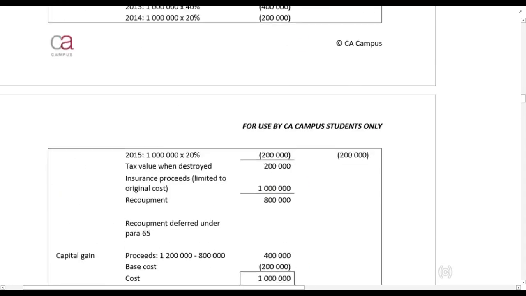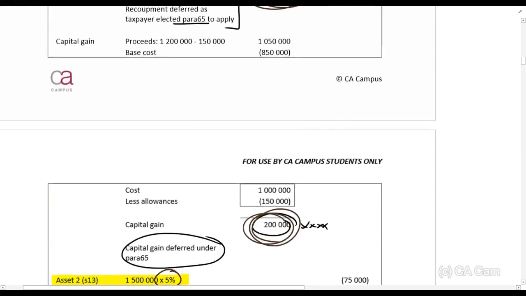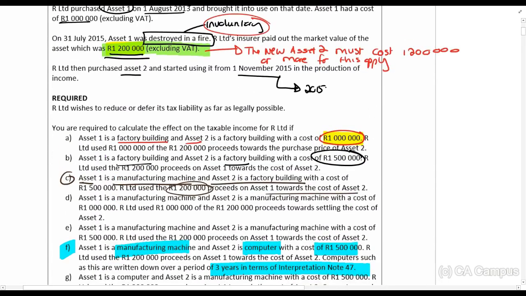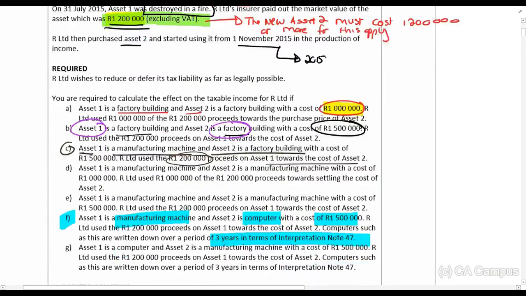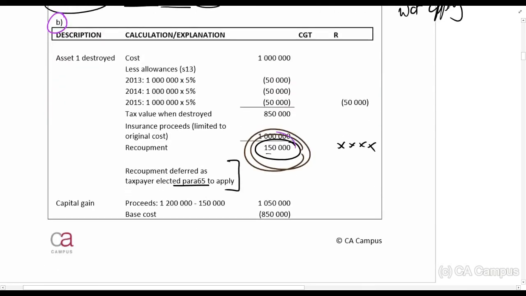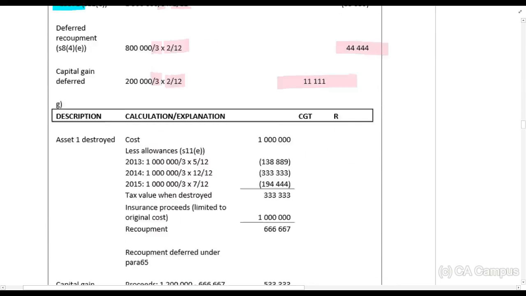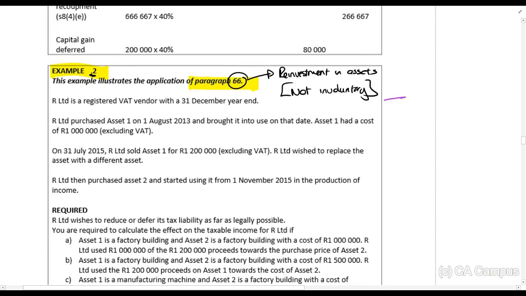Now, the one I just want you to see, what I want us to compare, is situation B. Situation B, I'm just reminding you, is the one where we had a factory and we replaced it with another factory. When we did it, we saw that there was a recoupment of 150,000, which we couldn't tax because it's deferred, and a capital gain, which is deferred. The new factory was written off at 5%, so we calculated the recoupment and the deferral at 5%. Now compare that to example 2. So example 2 is the same situation. The only difference is here they sold the asset for 1.2. So it is not an involuntary disposal. The rest of the question, the amount, everything is the same.